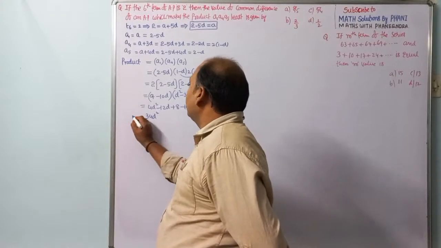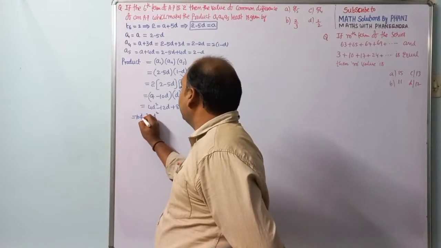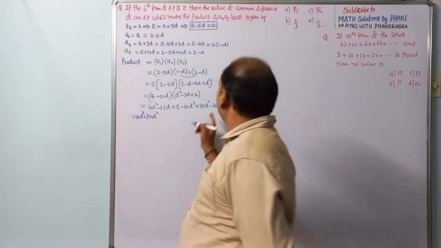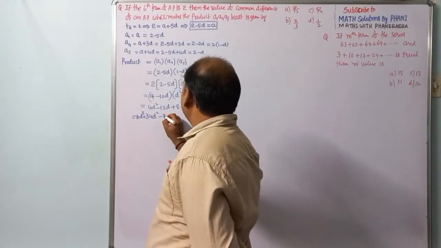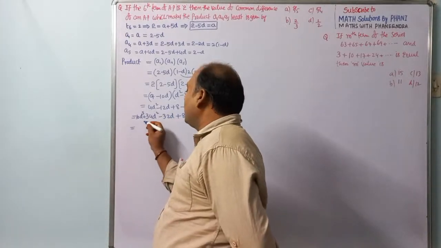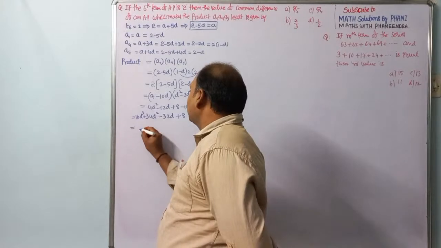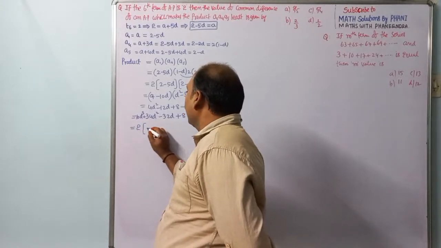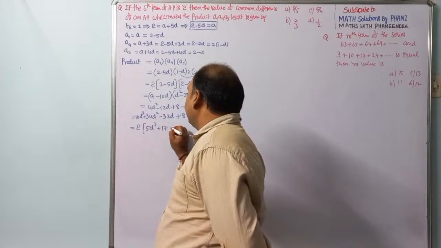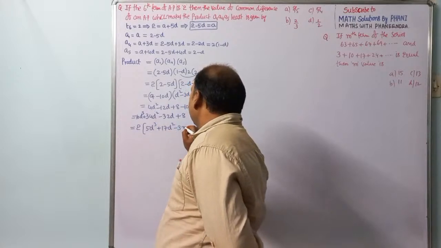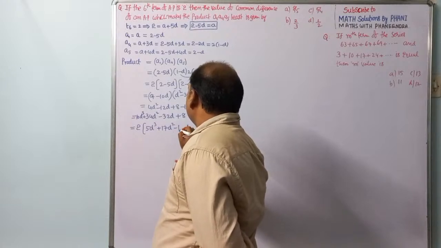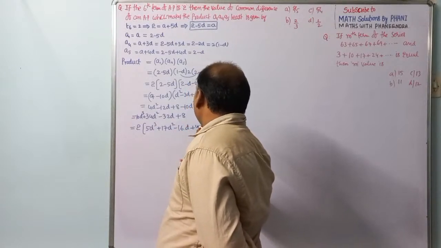Minus 10D cube is also there, dear students. Minus 10D cube plus 34D square. Next, minus 32D plus 8. So all are multiples of 2 only. No? So 2 take common. 5D cube plus 17D square minus 32D, not 32, 16D plus 4.